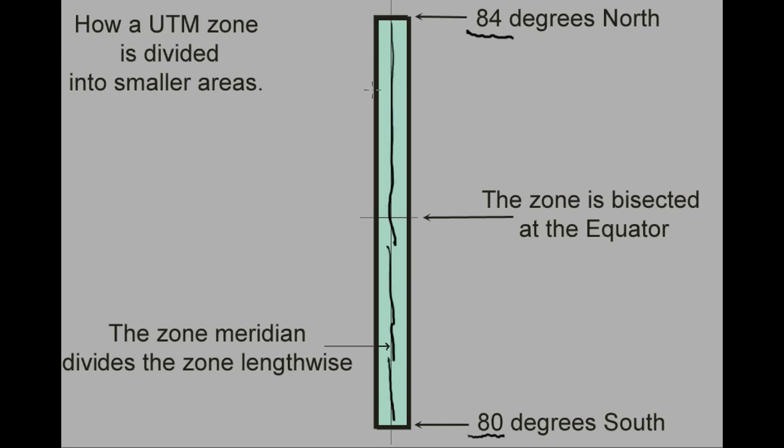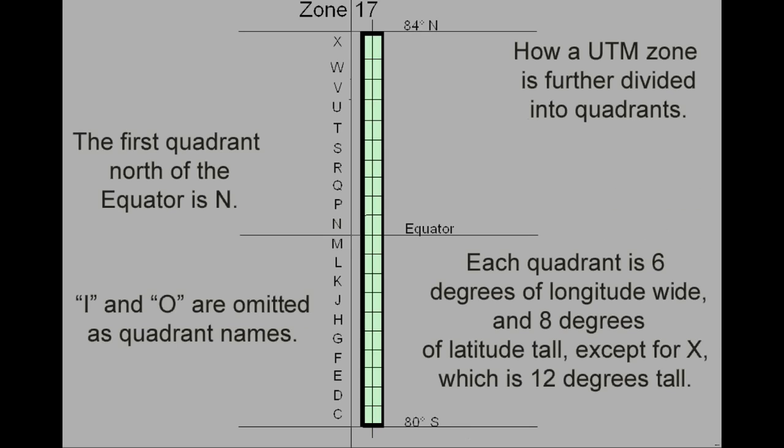So between the zone meridian and the east boundary of the zone, and between the zone meridian and the west boundary of the zone, is 3 degrees of longitude, because the zone is 6 degrees of longitude wide. Okay, so now let's look to see how a zone is further divided into quadrants.